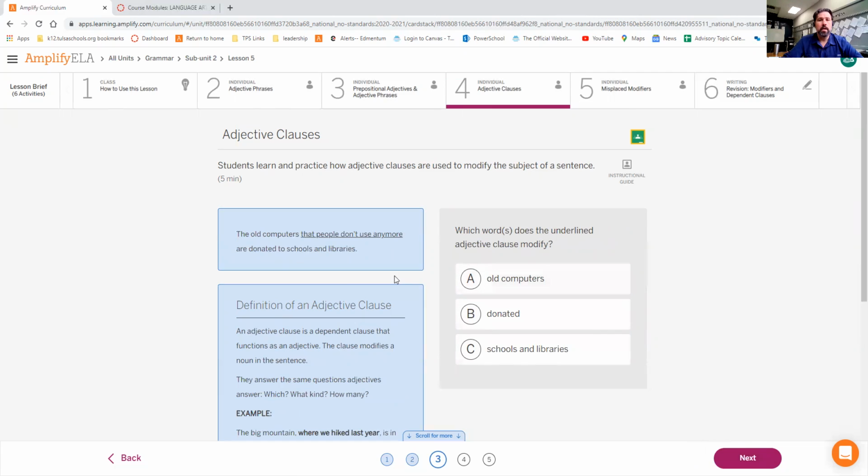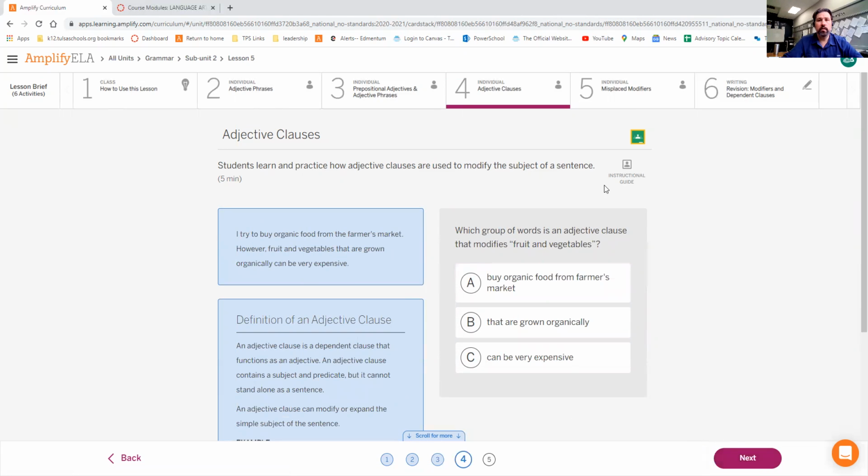Third one, the old computers, which ones? That people don't use anymore. So the question on this one is, that people don't use anymore describes what? Describes the old computers. Which old computers? The ones people don't use. I'll let you do 4 and 5 on your own.